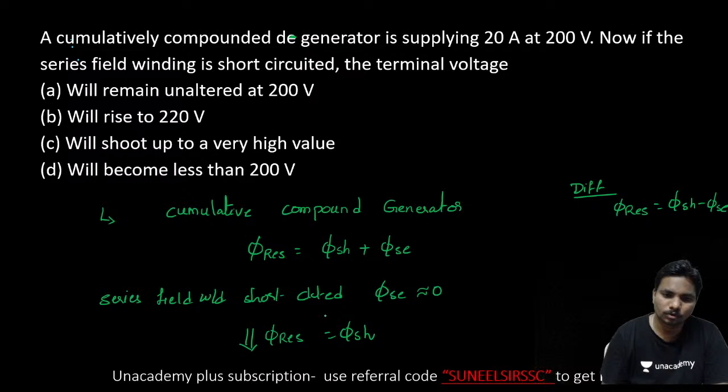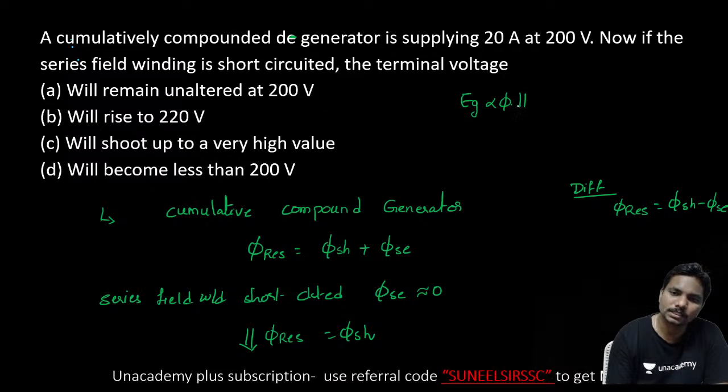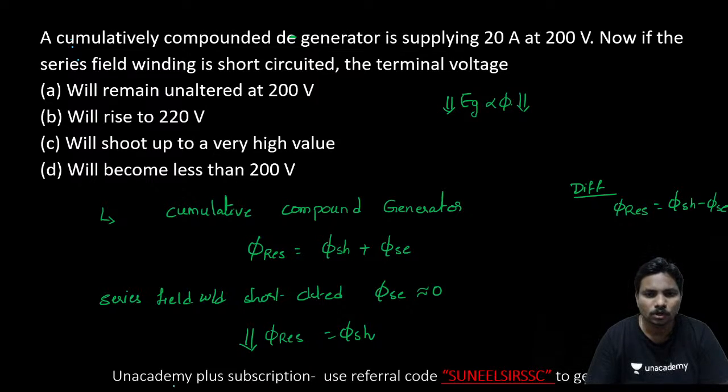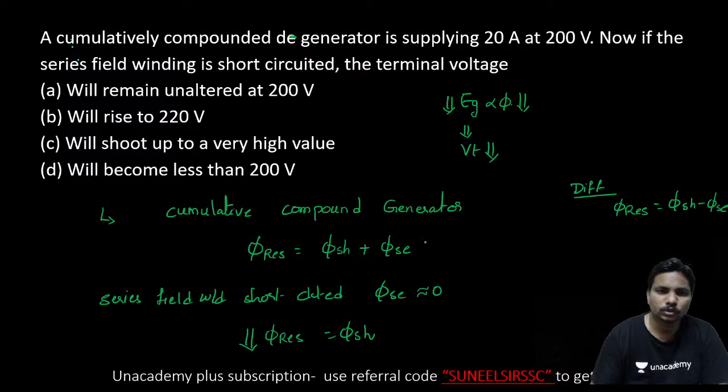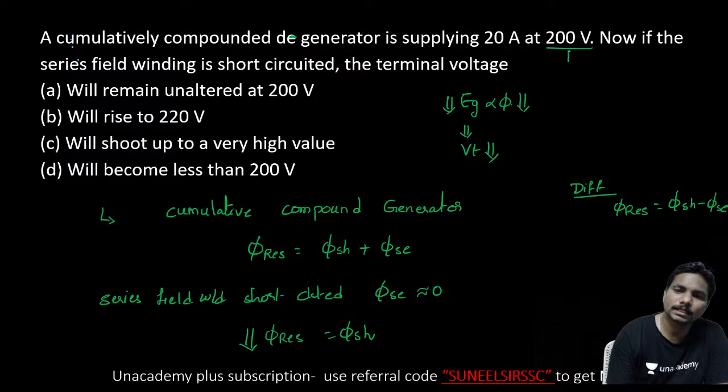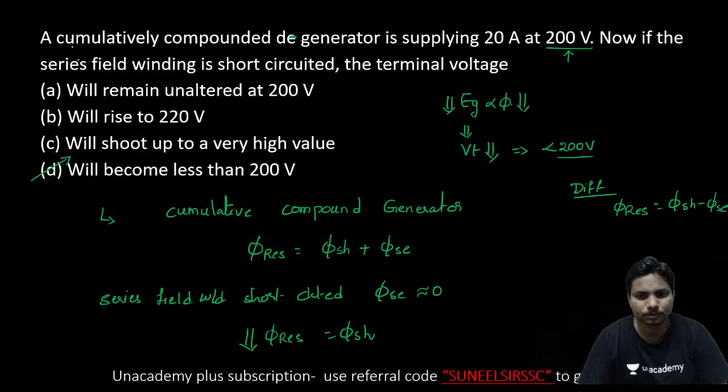We know very well E is directly proportional to φ and N. So as φ reduces, what happens to the E? Generated EMF also reduces. As the generated EMF reduces, the terminal voltage also reduces. So the terminal voltage will become less than 200 volts. So the answer is option D.